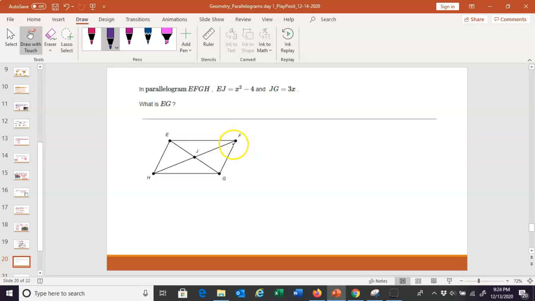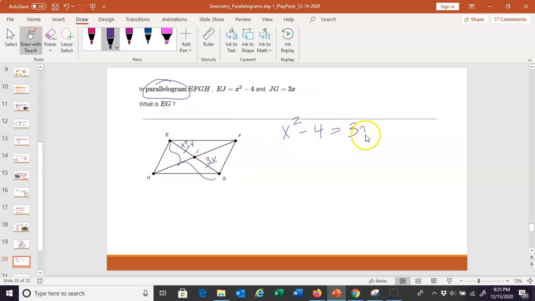Two more examples to work through some parallelogram problems. Here they give us the diagram, and we're going to label it. EJ is x squared minus 4. JG is 3x. And it wants to know the entire thing. Because we know it's a parallelogram, we know that the diagonals bisect. So those two pieces must be congruent.